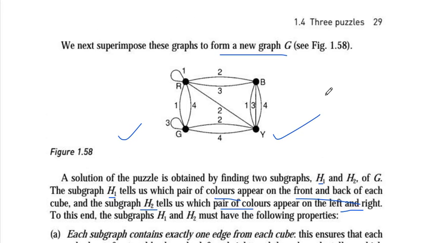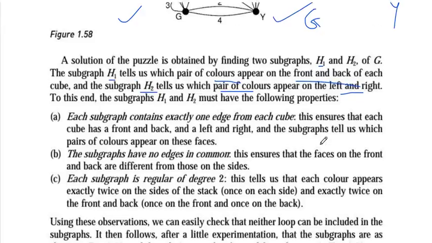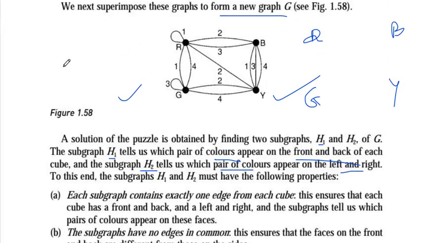So first of all, find out about the cube. We will write down the vertices: red, blue, yellow and green. We have to make the subgraphs H1 and H2.